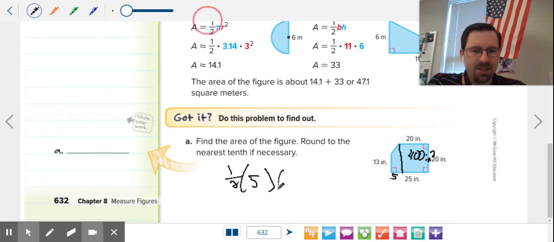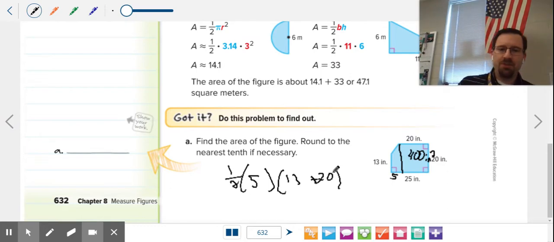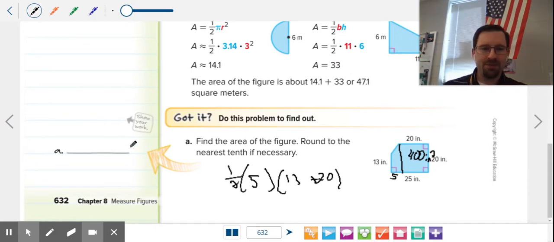That's the height. The bases put together are 13 and 20. This is 20, so this has to be 20. So 13 plus 20. Okay, so we do half times 5 times 33, and you get 82.5 inches squared. Add that to the square, 482.5 inches squared.